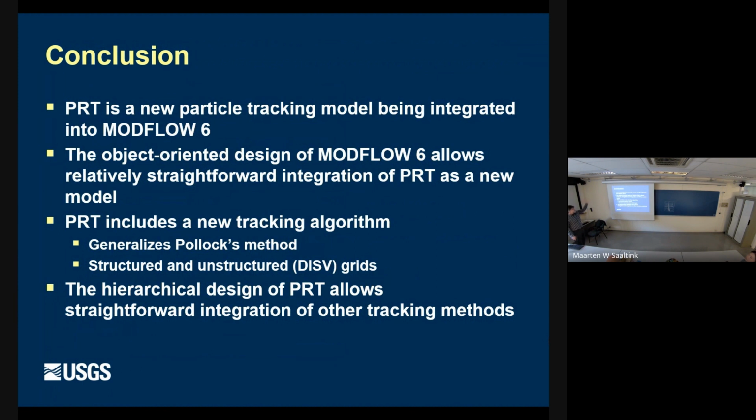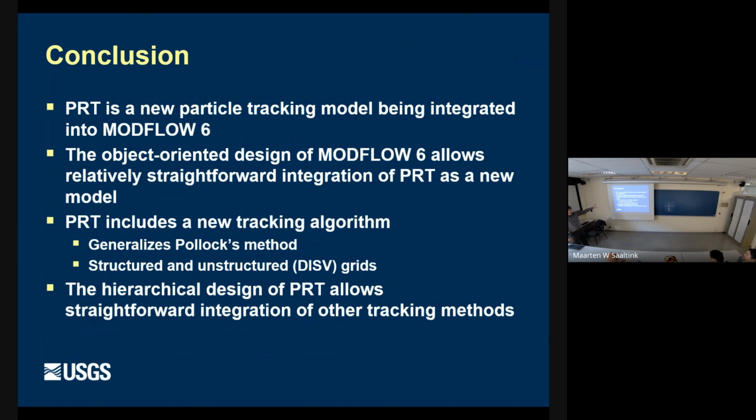So in conclusion, we have this new particle tracking model that's being integrated right into Modflow 6. It's not a separate program like ModPath 7. The object-oriented design of Modflow 6 allows this to happen in a relatively straightforward way. Adding a new model, you don't have to reinvent the wheel completely, right? There's sort of a template for doing it. There's an infrastructure for doing it.